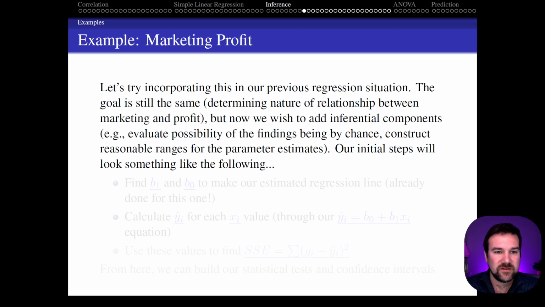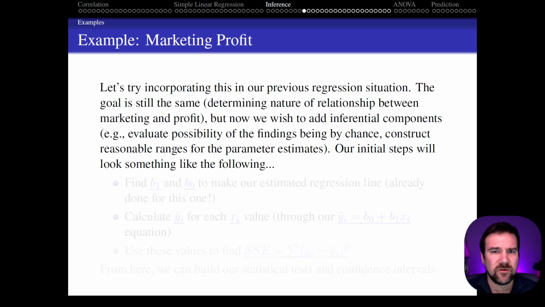All right, well, let's jump into this in our marketing example. So the goal is still the same, looking at the relationship between marketing and profit. But now I want to add inferential components. That is, I want to do hypothesis tests and confidence intervals, because rather than just seeing what happened in the sample, I want to see, is there enough evidence from the sample to make determinations that these relationships exist in the population? With a hypothesis test, I want to determine, of the slope, is there enough evidence from this data to determine that marketing is related to profit at all in the population?